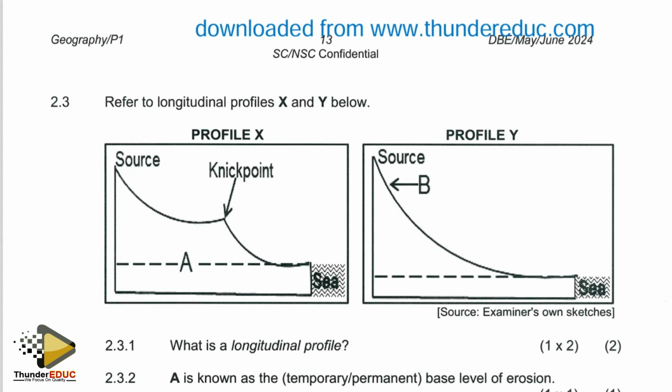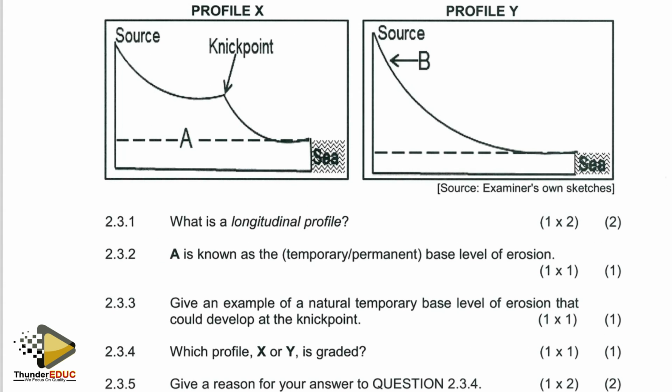Right. The first question is talking about what is longitudinal profile. Longitudinal profile, we can simply define it, though it can be defined differently according to your way of understanding, but we should address the basics. I can define a longitudinal profile of a river as the gradient of a river from its source to its mouth. How the river looks along its course from where it starts until where it ends.